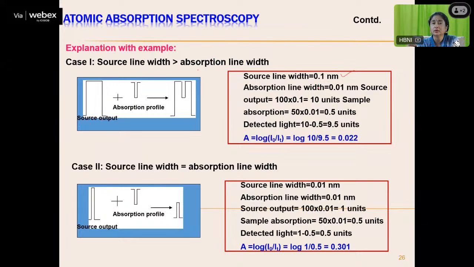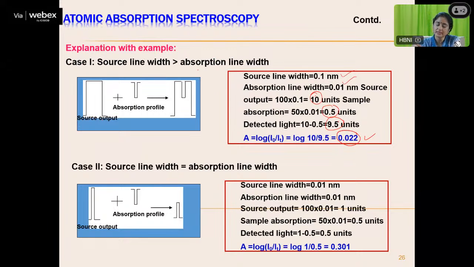Absorption line width is lower than that, that is 0.01 nanometer. So now what will be the output is 10 units. Absorption is 0.5 unit. So detected light, meaning whatever light reaches the detector, is 9.5 units. Now if you calculate the absorbance by putting the formula log I0 by IT, where this is the I0 and this is the IT, you see that it is 0.022 only.